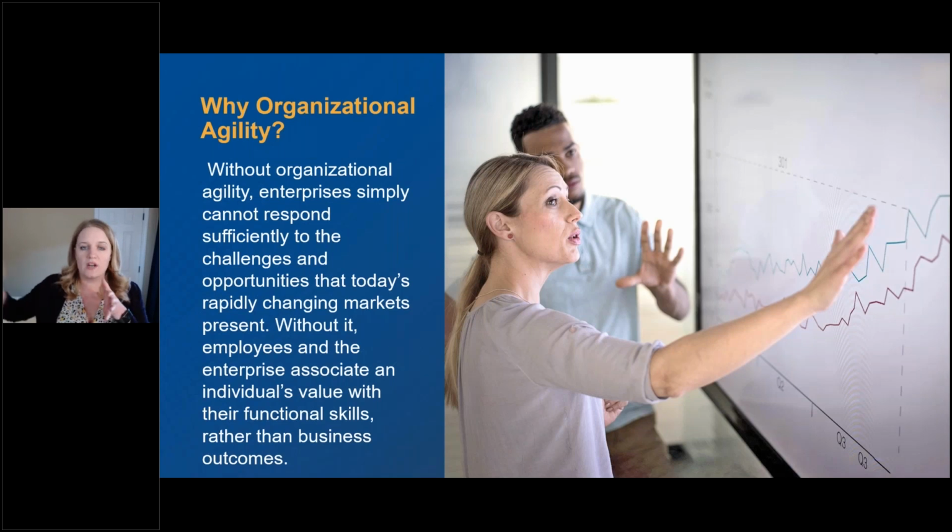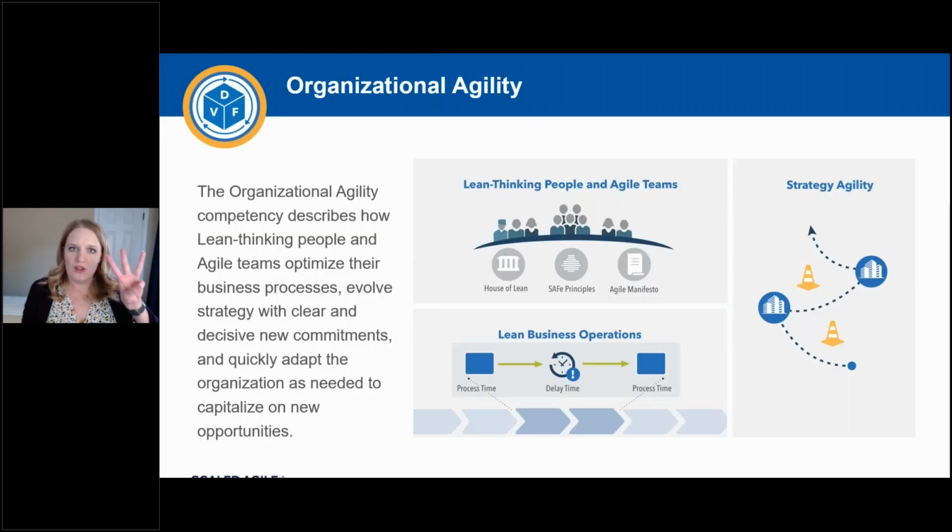No organization predicted COVID and the impact that it would have on our global marketplace, global environment, global businesses, us personally. But organizations that had achieved organizational agility did best when COVID showed up because they were comfortable with being agile in their strategy, in their approach. And it's because they've mastered 3 dimensions or 3 pillars to organizational agility.